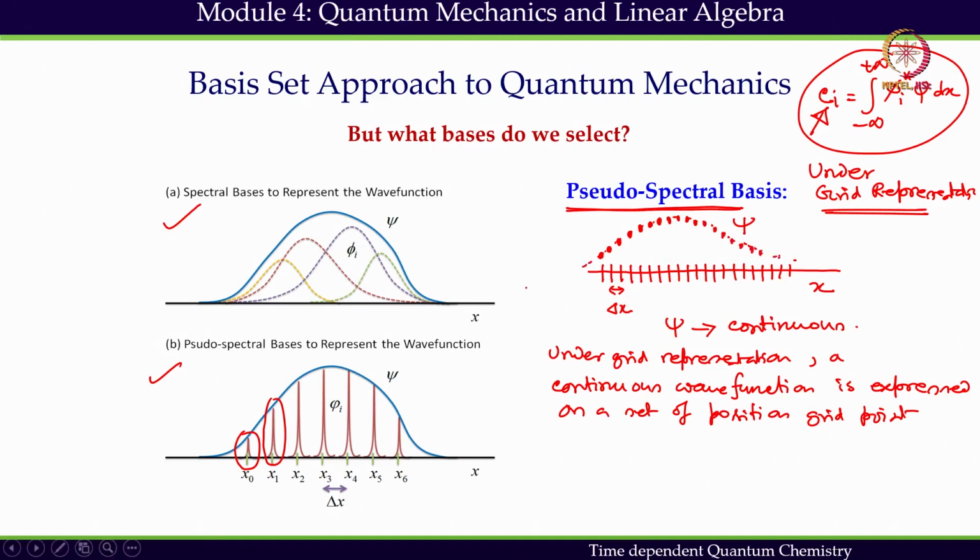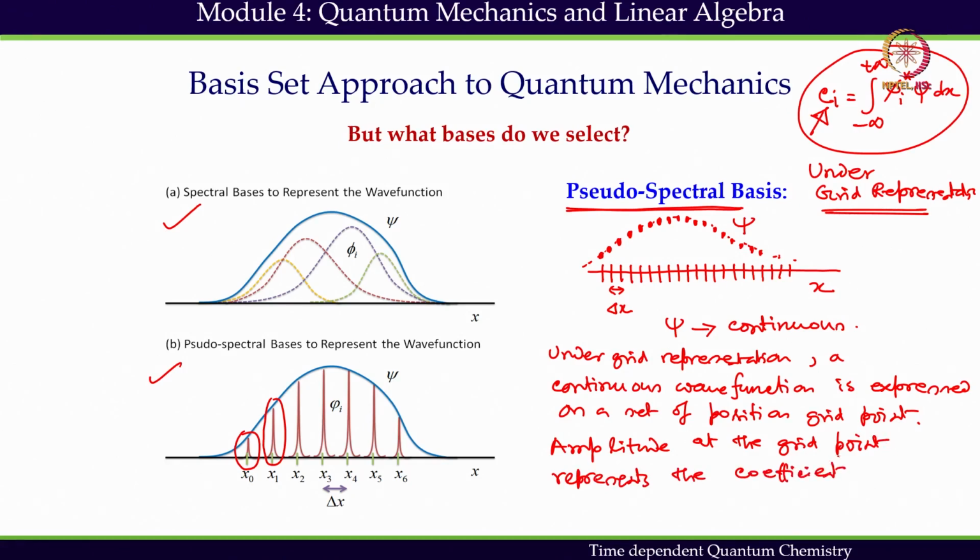It will be like this. And the amplitude at the grid point represents the coefficient of the localized basis function.